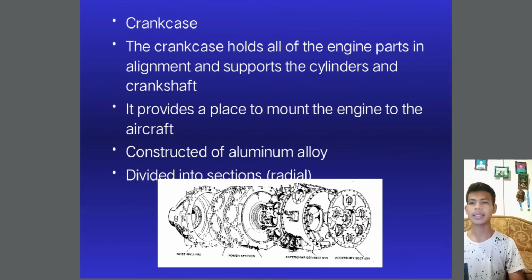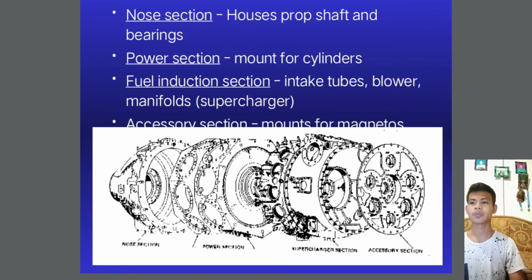Crankcase. The crankcase holds all of the engine parts in alignment and supports the cylinder and crankshaft. It provides a place to mount the engine to the aircraft. Constructed of aluminum alloy. Divided into sections in the radial. Nose section: houses propeller shaft and bearing. Power section: mount for cylinders. Fuel induction section: intake pipes, blower, manifold or supercharger. Accessory section: mount for magnetos, pumps, generator or magnesium.